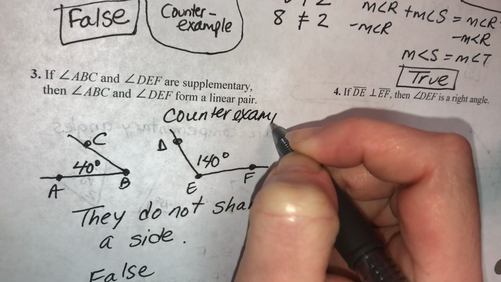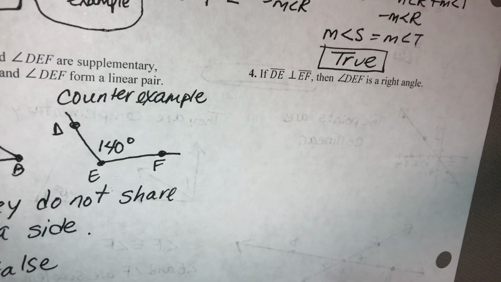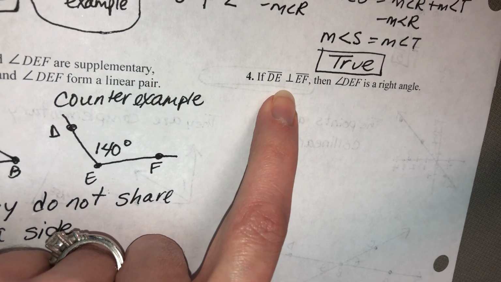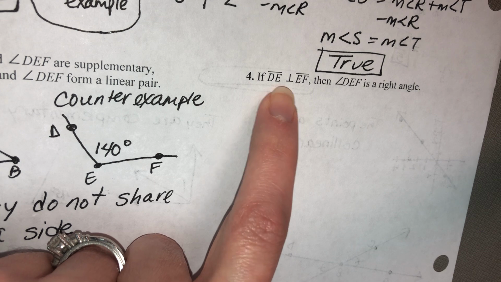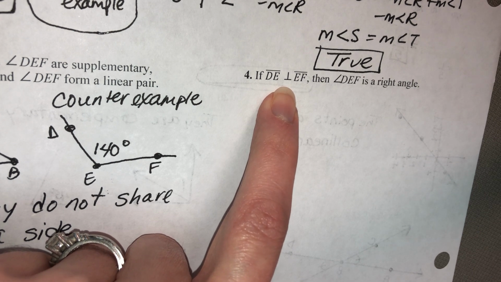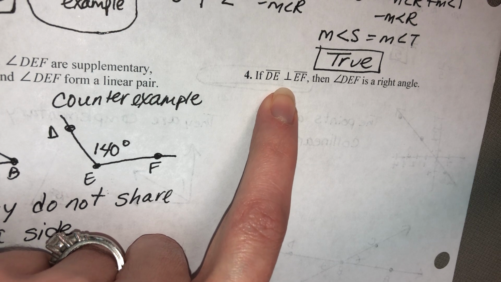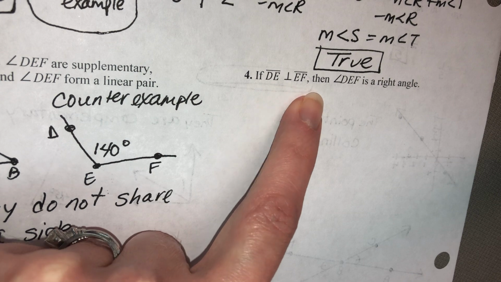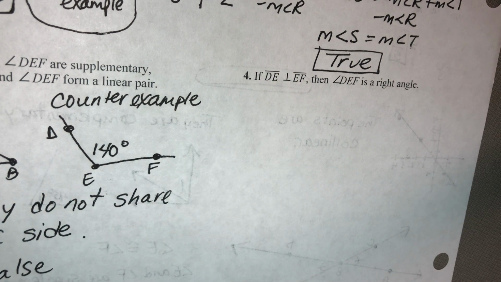Okay, number 4. If segment DE, and if you'll remember, this upside down capital T means perpendicular to, is perpendicular to. Two lines that are perpendicular meet at 90-degree angles, at right angles. So if segment DE is perpendicular to segment EF, then angle DEF is a right angle.